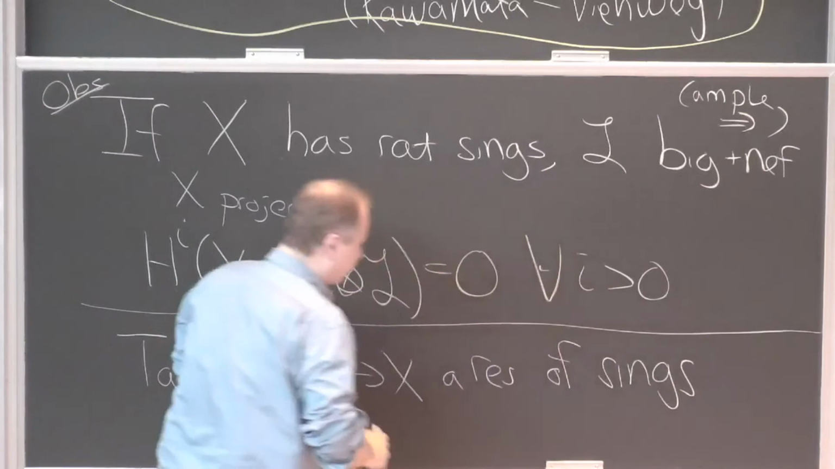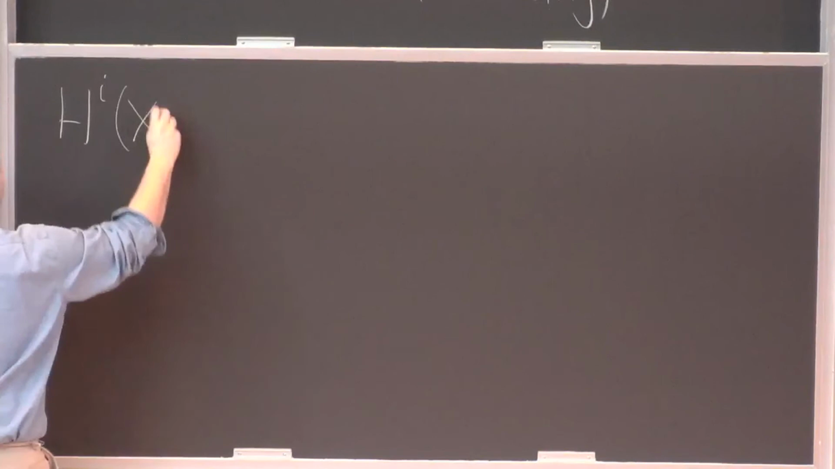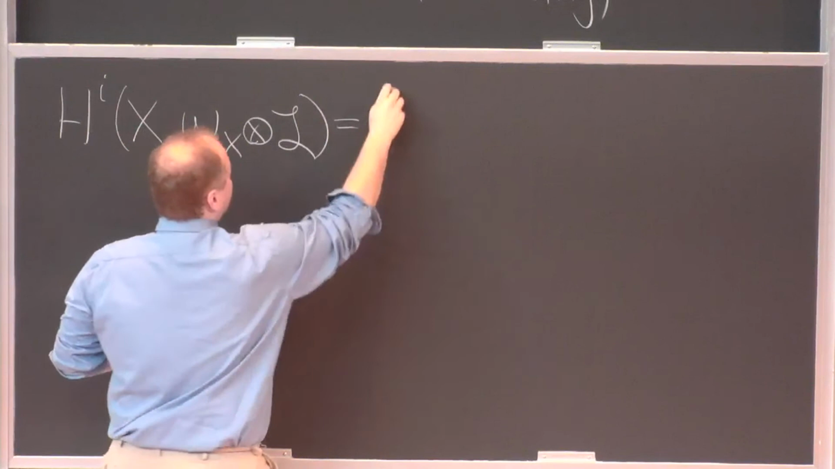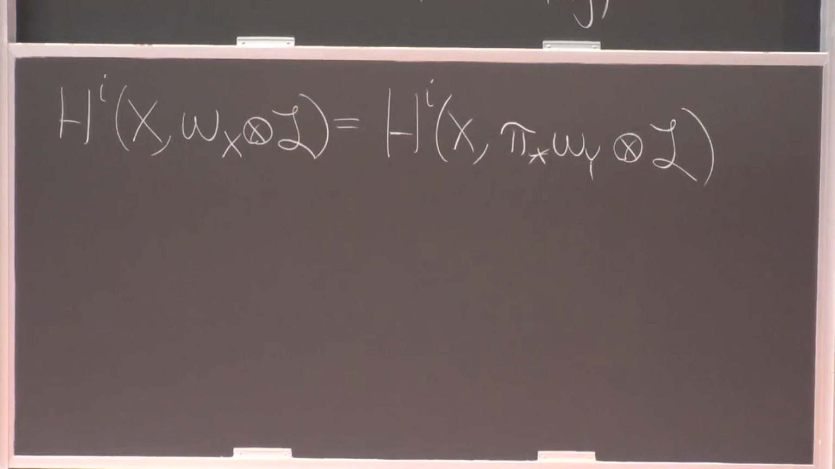I'm going to go over to that board over there, and we'll continue on. So I'm going to take a resolution of singularities, and now I'm just going to use my definition of rational singularities over there. I'm really only going to need part one. H^i(X, omega_X tensor L) is H^i(X, pi lower star omega_Y tensor L), because the push forward of omega_Y is omega_X.